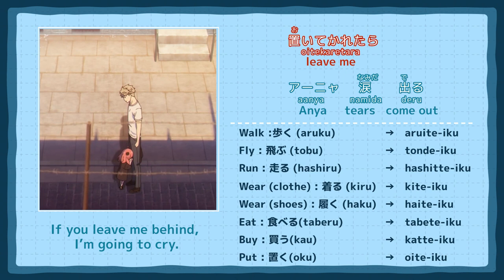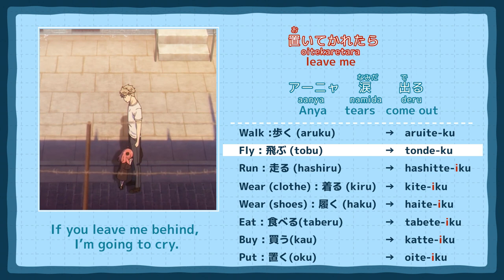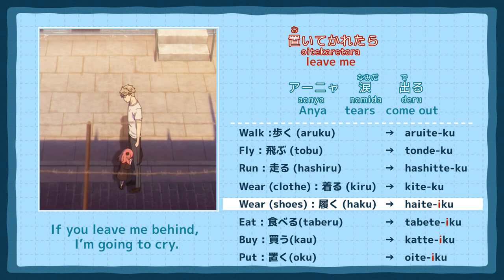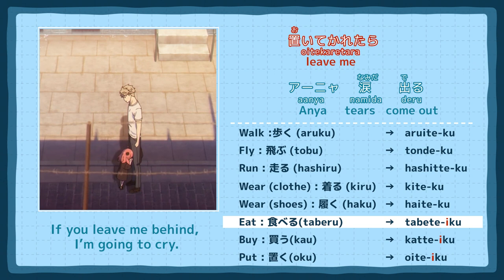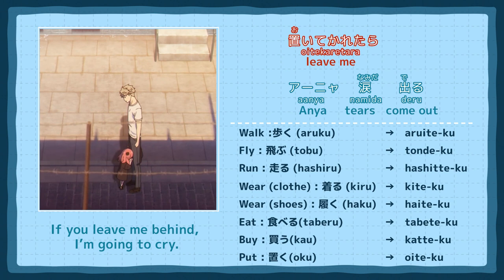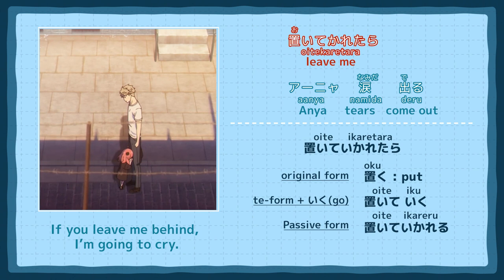For example, 歩いていく, 歩いてく, 飛んでいく, 飛んでく, 走っていく, 走ってく, 着ていく, 着てく, 履いていく, 履いてく, 食べていく, 食べてく, 買っていく, 買ってく, 置いていく, 置いてく. These are the combinations of verbs and 行く. But here, taking one more step, changing to the passive form, 置いて行かれる. For how to change the verb to passive form, please check the previous video.